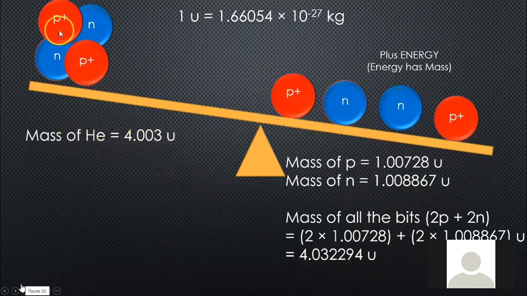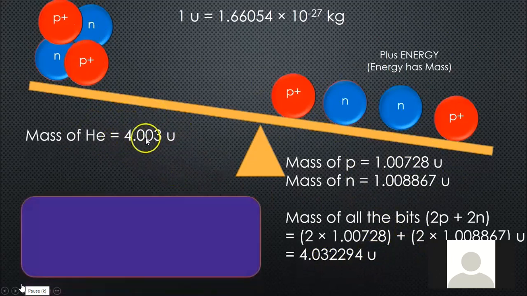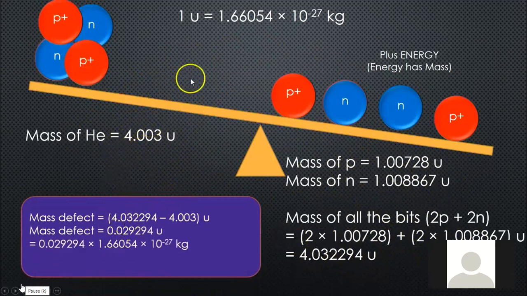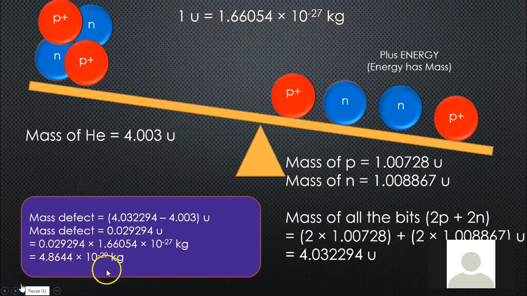Again, data can provide us with the mass of the helium. This number would have come from mass spectrometry. And knowing the mass of helium and the mass of all the bits, we can work out the mass defect. That's the difference between the two. The mass defect is all the bits subtract the mass of the particle when they're all together. You get a mass defect in u, and you can multiply by this conversion factor because 1 u is equivalent to this many kilograms. That gives us a mass defect in kilograms.